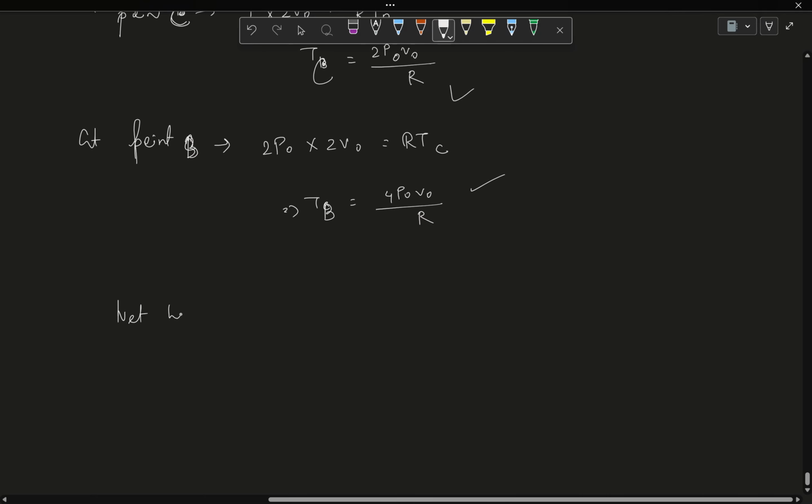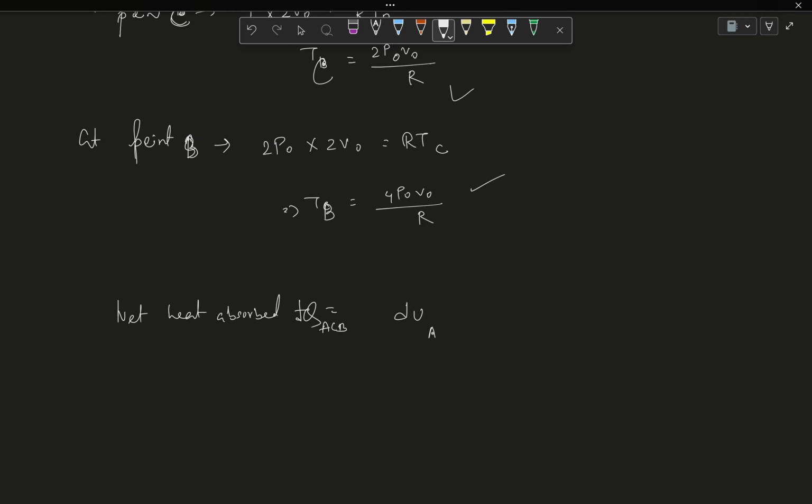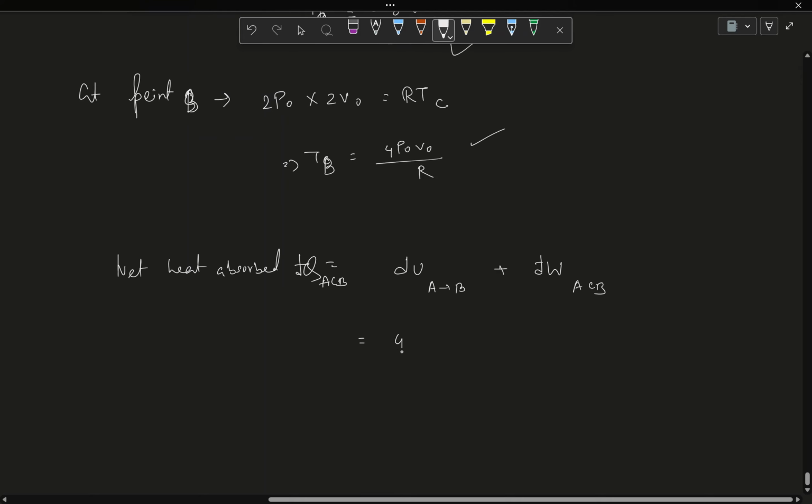So net heat absorbed in the process is equal to dU, because it is a state variable, so you are only mentioning the initial and final point and not the whole path of ACB, plus dW, this is a path variable, so you are mentioning ACB total path, and this is equal to 4.5 P0 V0 plus your dW was coming as simply P0 V0. So the total becomes 5.5 P0 V0 is your final answer.